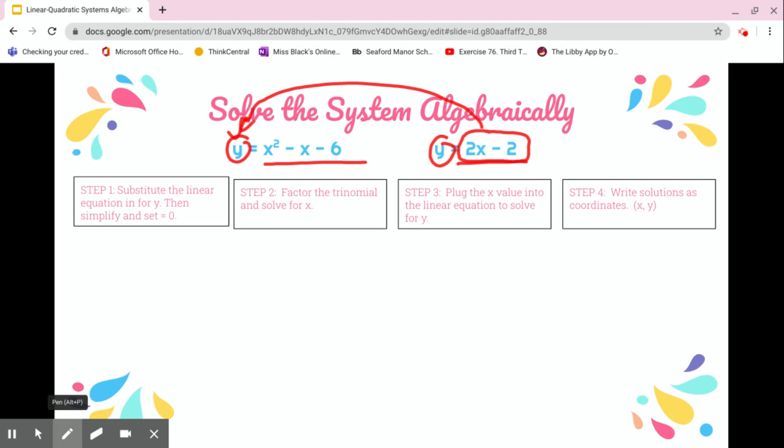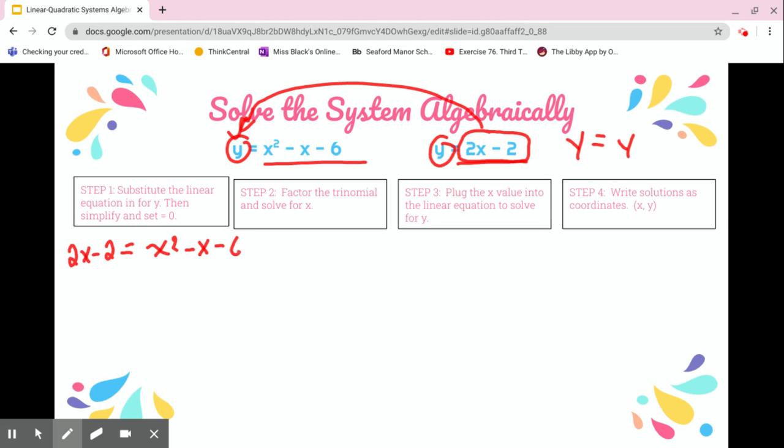We can't solve equations when we have two different variables. We need to make them into one variable. So we're just going to make them all x's, because if we had y equals y, it wouldn't help us solve for anything. So you're going to replace the y with 2x minus 2. So I'm going to replace it with 2x minus 2 equals, and I'm going to keep this as x squared minus x minus 6, okay?